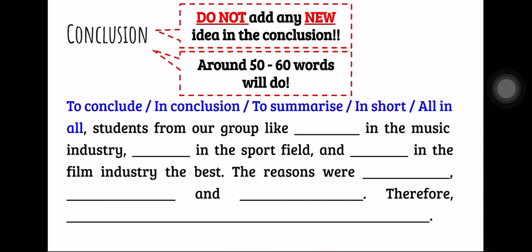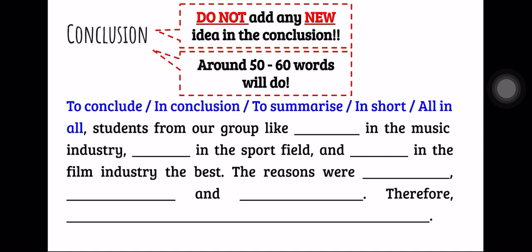Remember, never add any new idea in the conclusion. Do not add any new idea in the conclusion. The conclusion is for you to summarize all the points that you have mentioned in the main paragraphs, okay? So don't add anything new. And also, it doesn't need to be long. Around 50 to 60 words will do.